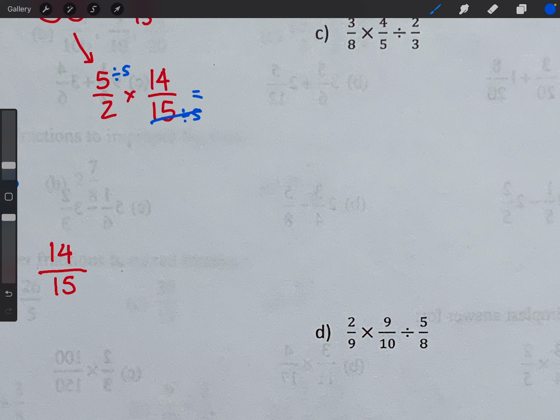So now this thing becomes a 3. Let's circle that. And this thing becomes a 1. And now I'm going to look at the 2 and the 4. What can I divide those by? Well, they're both even numbers, and we know that even numbers can be divided by 2.